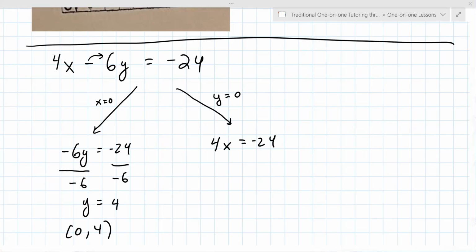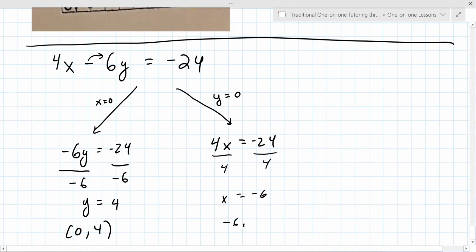Okay. So then it's -24 divided by 4. That's -6. Okay, so that's (-6, 0).